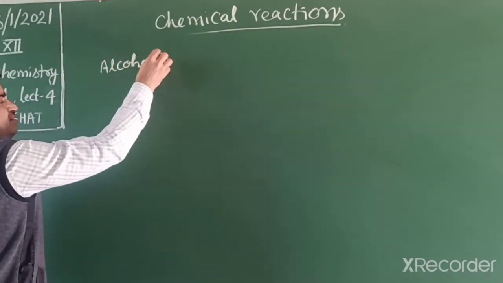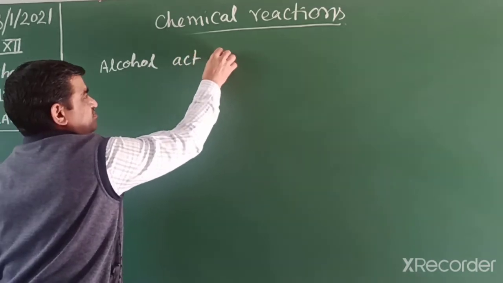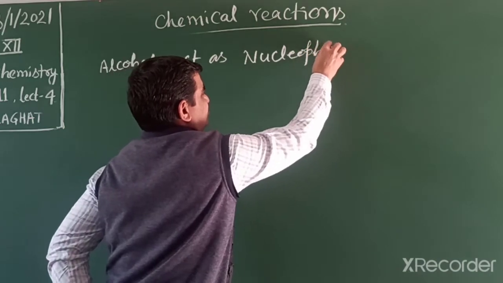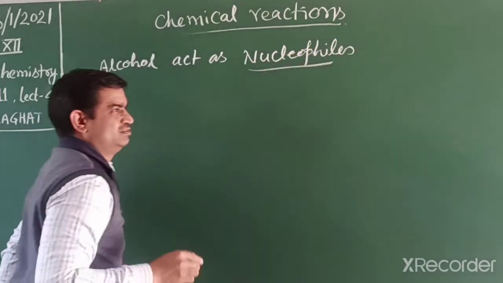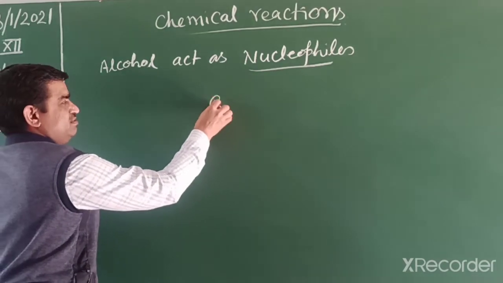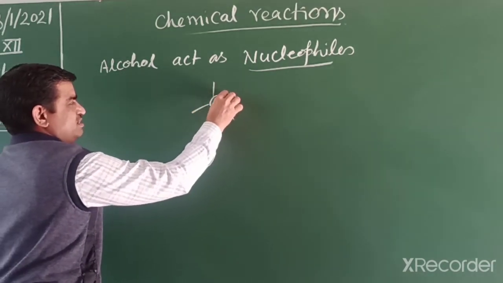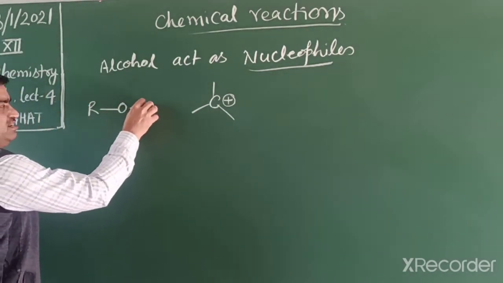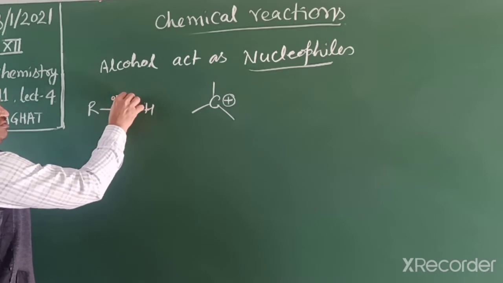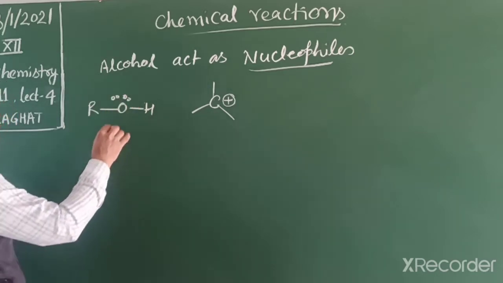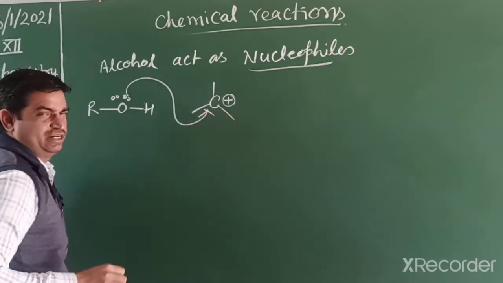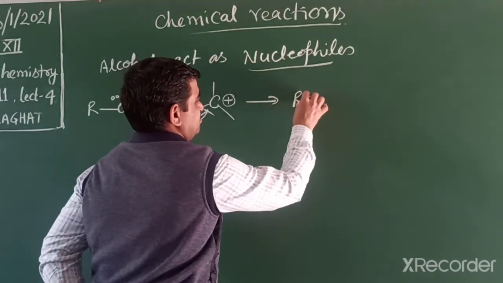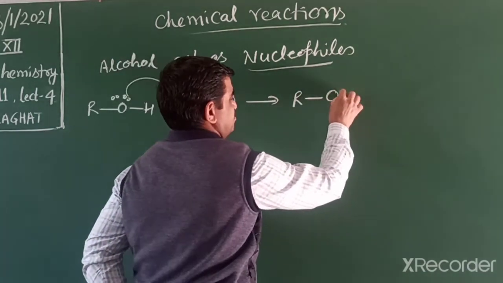Alcohol acts as a nucleophile. Means any alcohol reacts with a carbocation that is electron deficient. So how can it attack? Because students, we know alcohol has two lone pairs of electrons. So those can attack this carbocation and it forms this type of compound.